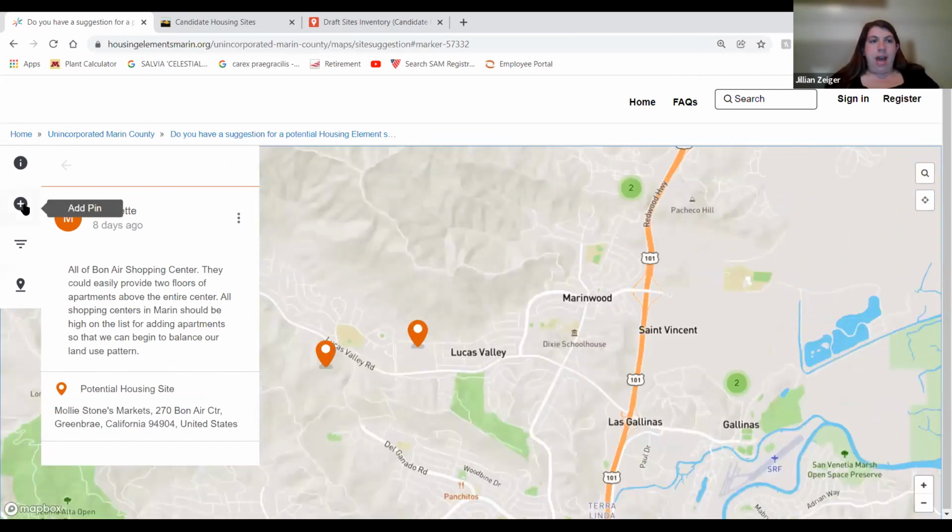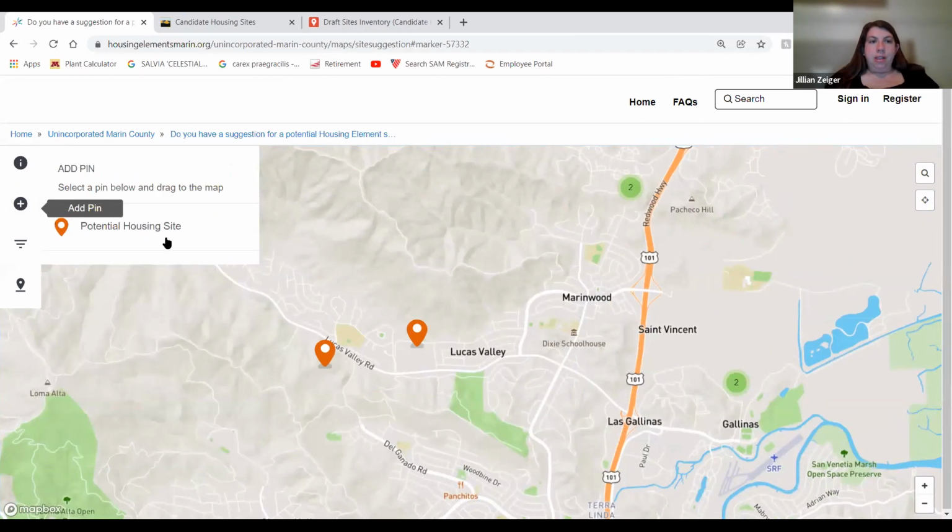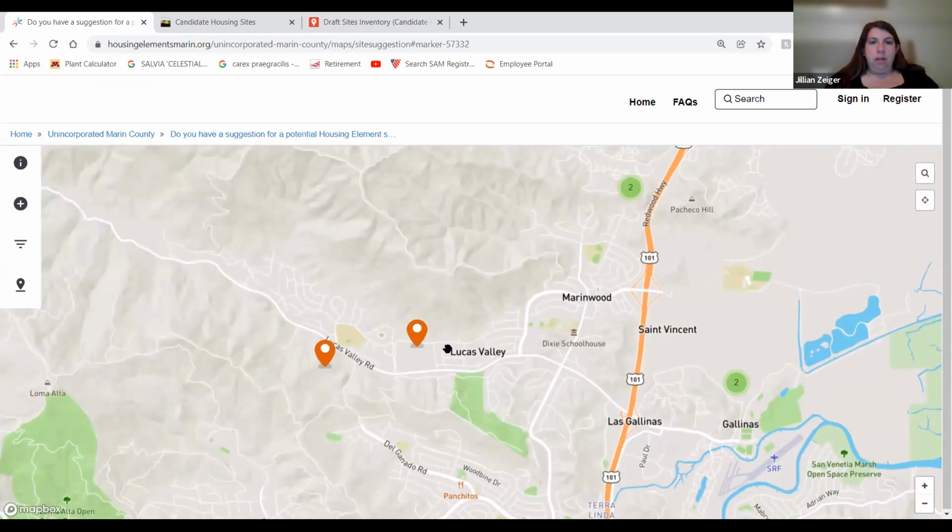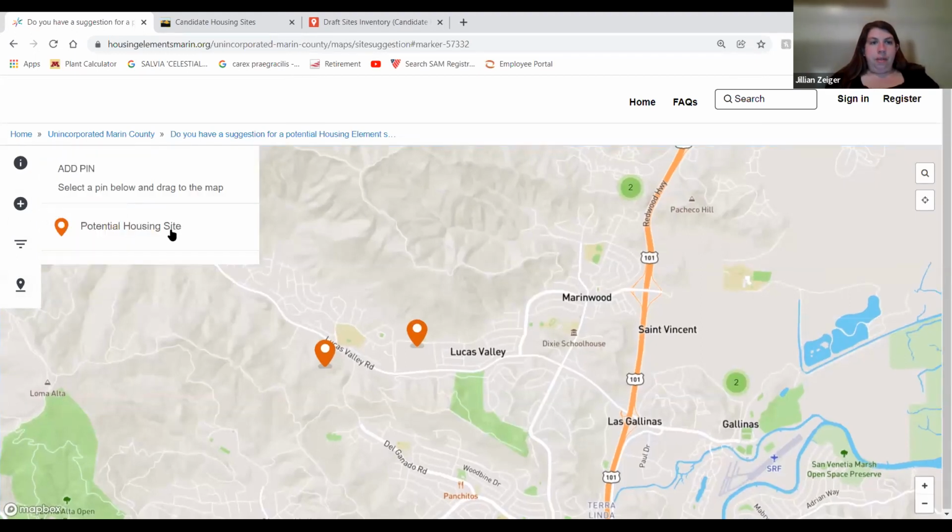You can just add a pin. So click the plus button, drag it to the map, and then release it, and you're able to put a comment there. So we're also collecting comments in that way.